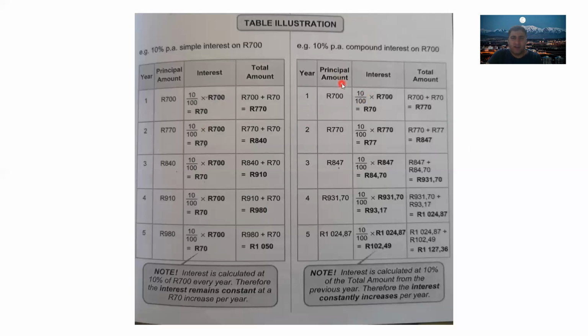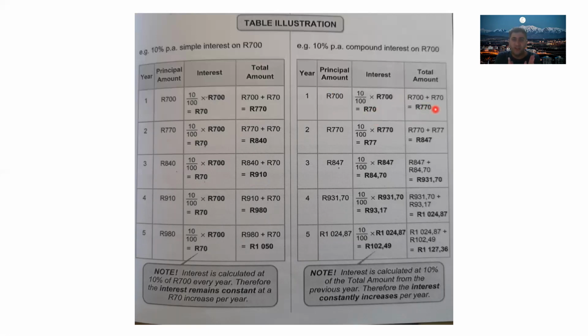Right, again, we have this now for 5 years. First year, I'm depositing the same amount of money, which is 700 Rand. I'm going to take 10% of 700 because my interest rate is 10% per annum, per year. Okay. 10% of 700 is 70, so 700 plus 70 is 770.